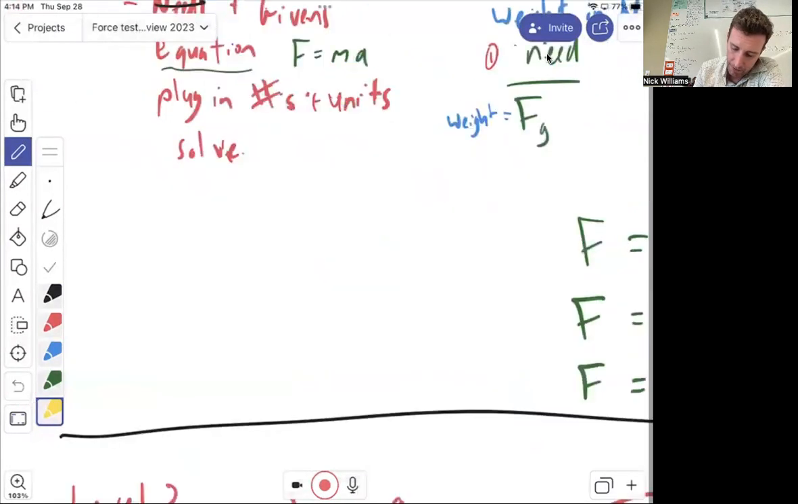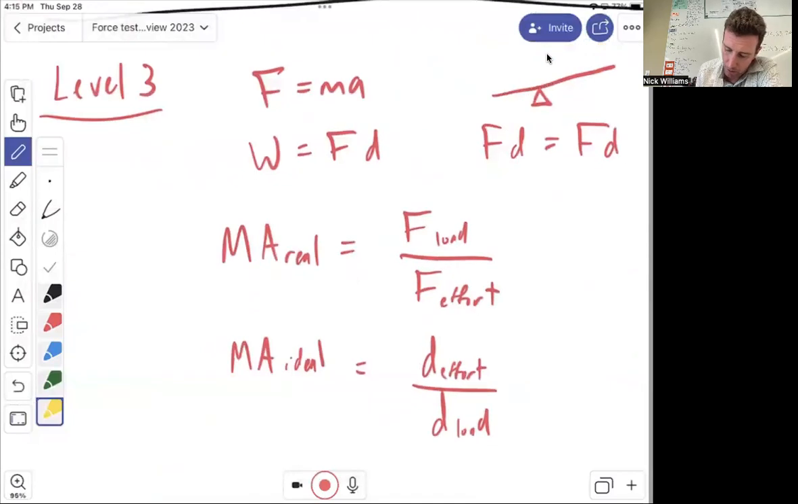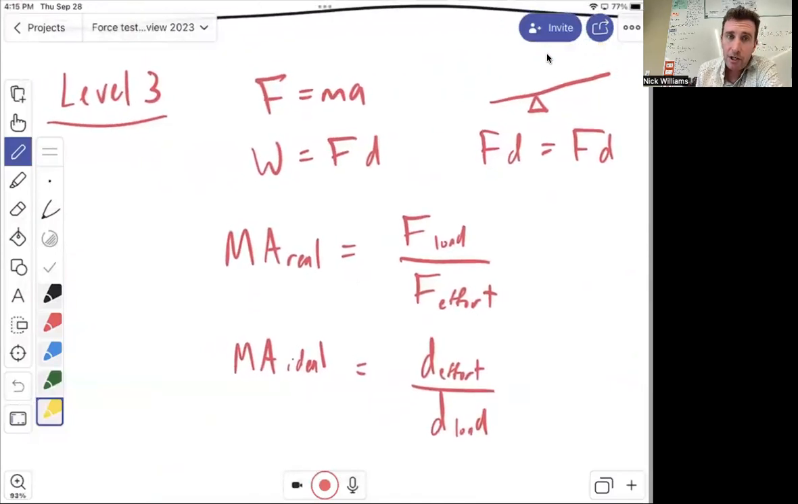Level 3 for our test could incorporate any of these equations. The first one, obviously, is force equals mass times acceleration. You might be asked to solve for acceleration. You might be asked to solve for mass. You might try to solve for force. You could also solve for work equals force times distance.